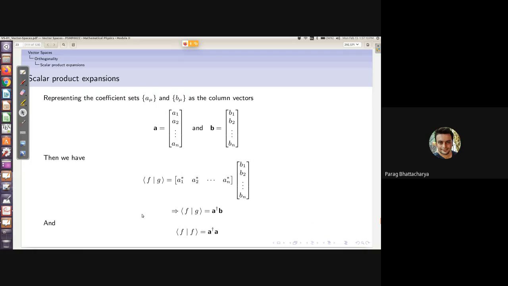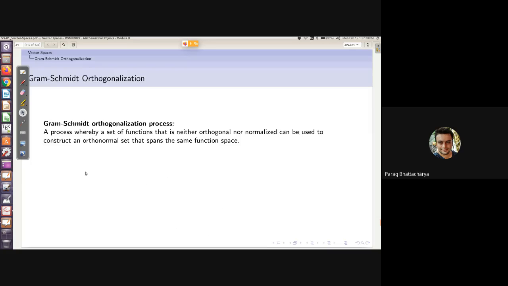Okay, so then further, if G is the same as F, then instead of A dagger B, it will become A dagger A. So the self scalar product is also in terms of the coefficient vector. So it will simply be equal to A dagger A. Then we have something called the Gram-Schmidt orthogonalization process, so I'll do it in the next class. Now I'm going to stop with an example problem, which I told you. Let's do that problem just to illustrate whatever we have learned.